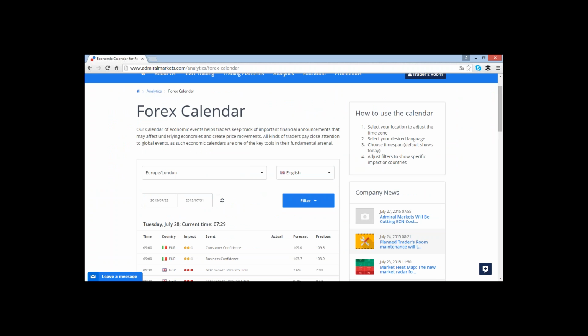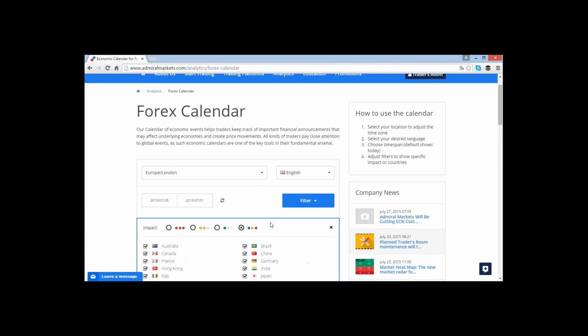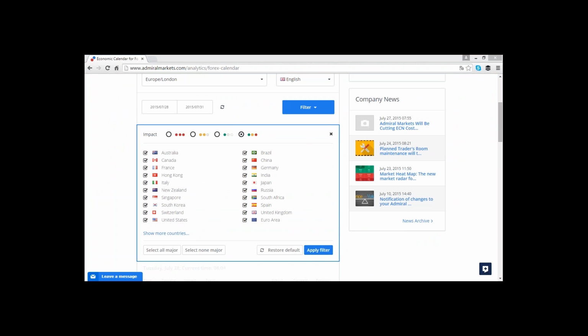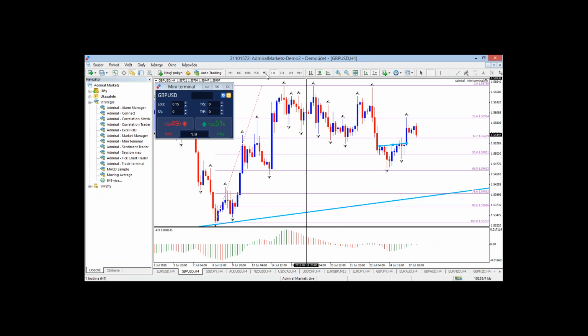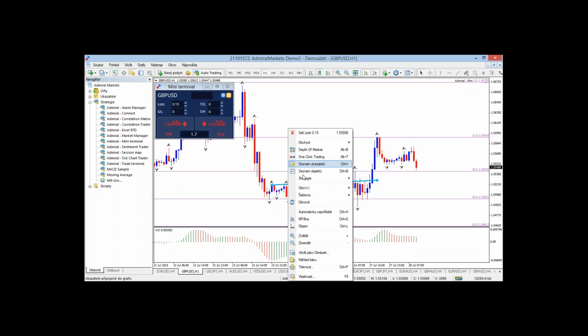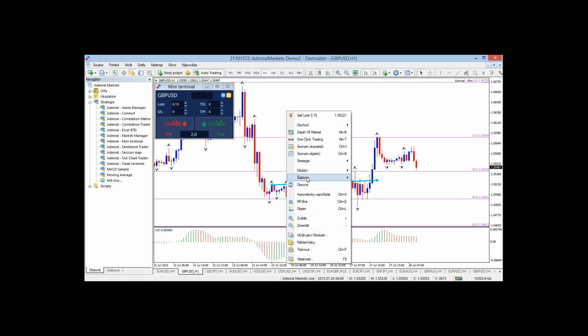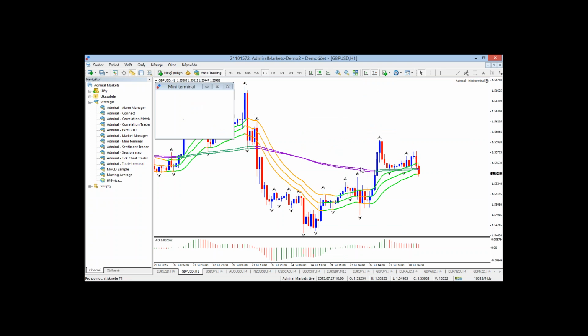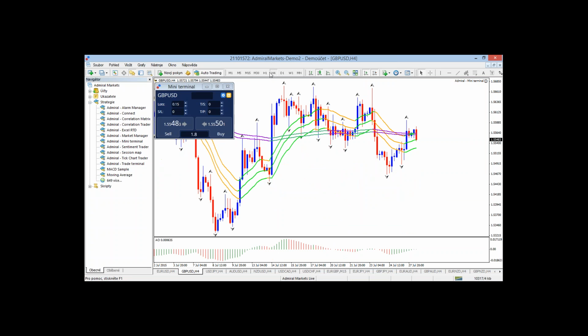Let me look. Is there anything else with the pound for the rest of the week? Let me take a look. Let me add some moving averages. Moving averages are also quite flat. You see that on the hourly? They're not really moving. 4 hour too, you see that?